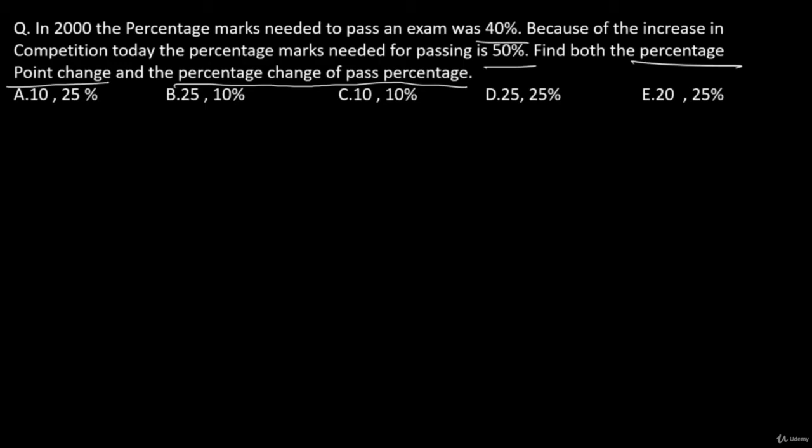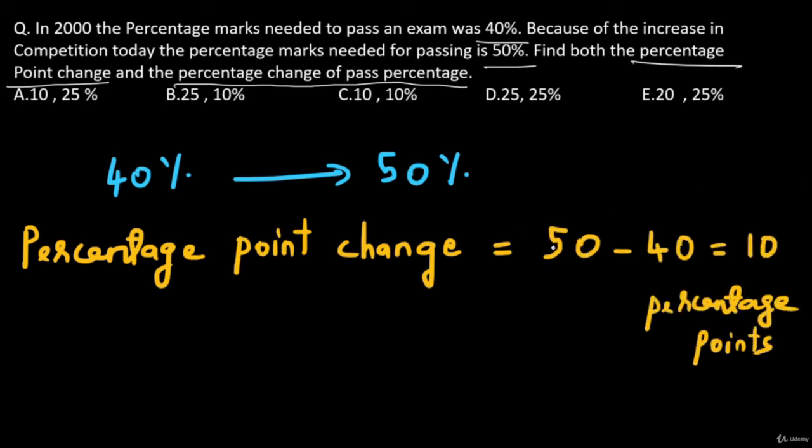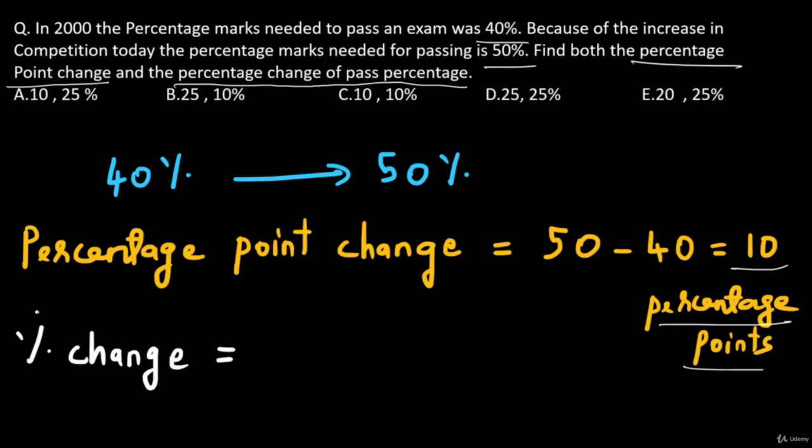Now you can see that the pass percentage required changed from 40% to 50%. Now let's start and first find the percentage point change. So that's the absolute change, which is equal to 50 minus 40. That's final value minus initial value, which is equal to 10. So the percentage point change is equal to 10. Alright, now let's find the percentage change. Now don't get confused that over here also you have percentage and over here also you have percentage, right? Now this percentage over here would not have made any difference even if it's rupees or whatever.